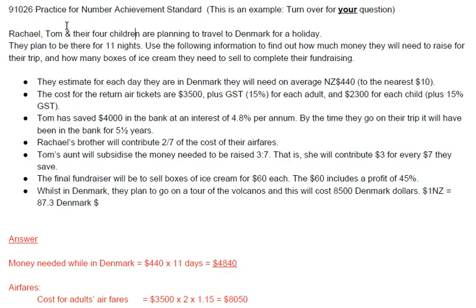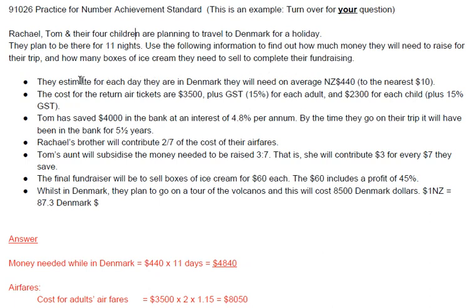Right, so we've got here Rachel and Tom and their 4 children are planning to travel to Denmark for a holiday. They plan to be there for 11 nights. Use the following information to find out how much money they'll need to raise for their trip and how many boxes of ice cream they need to sell to complete their fundraising.